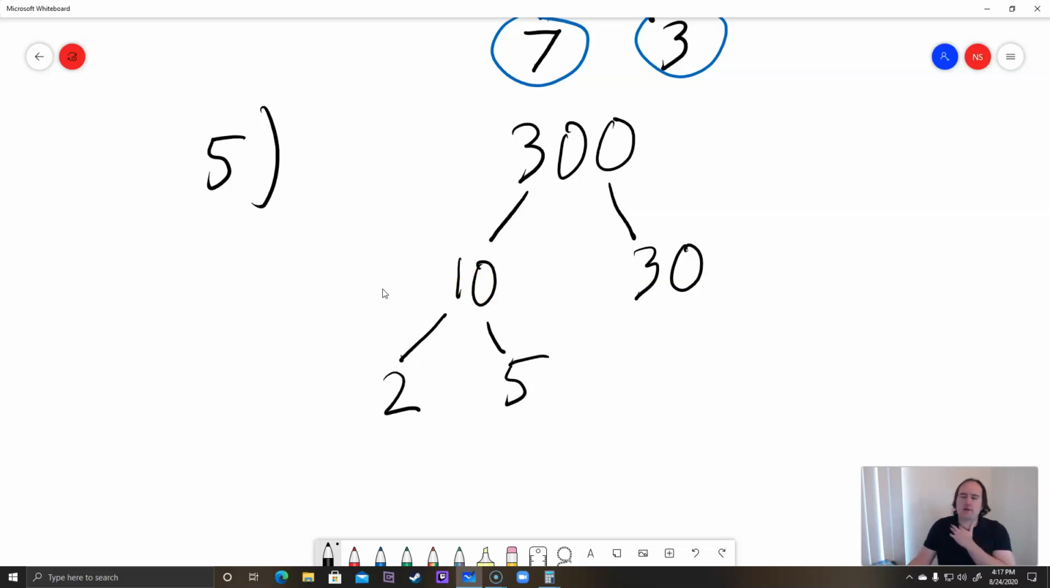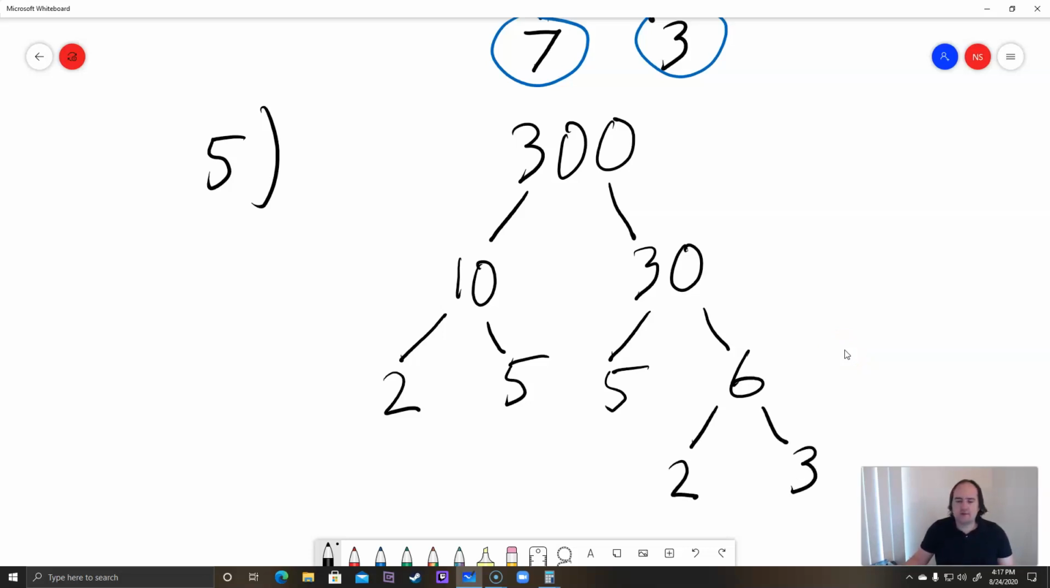And then what about 30? Well, you can either write it as 3 and 10 or 5 and 6. I'm going to go ahead and factor it as 5 times 6. Okay, and then am I done? Well, not quite. I still have this 6 here that isn't a prime. So how does 6 factor? 6 factors as 2 and 3. Okay, and now we've gotten to all primes on the bottom.